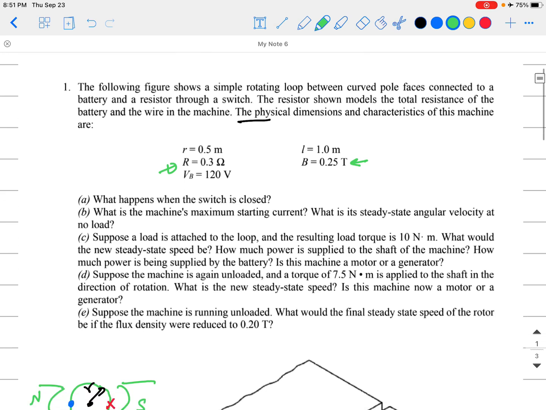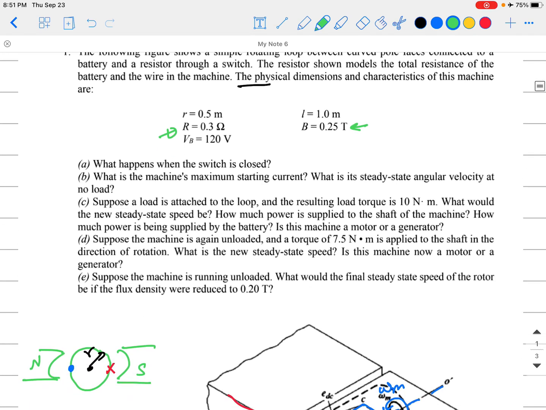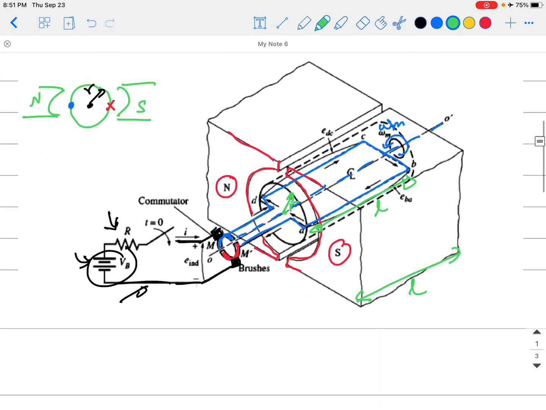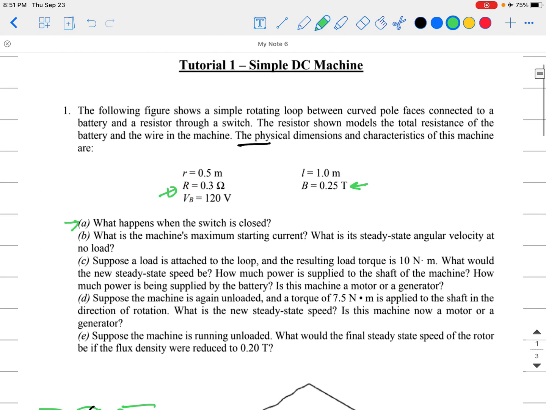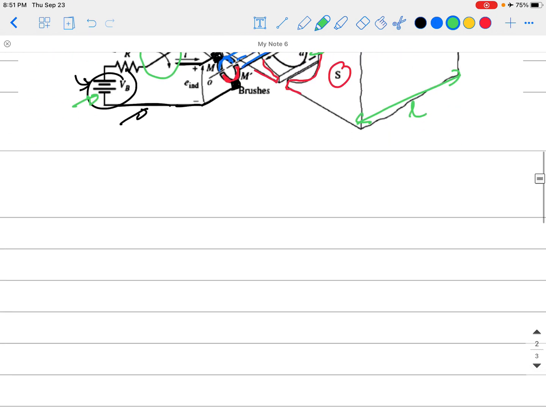Yeah, so the first question, part A, he's asking what happens when the switch is closed. So here you have a switch. Before closing the switch, there is no supply. There is no voltage applied to this loop. So he's asking what happens when the switch is closed. Okay, it's theoretical stuff we need to tackle, and that's a very important thing. I need to have your mind with me for it.